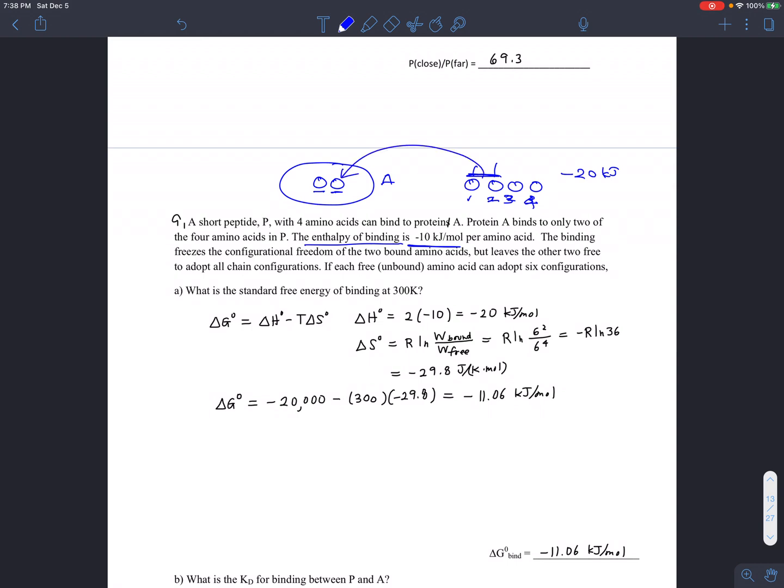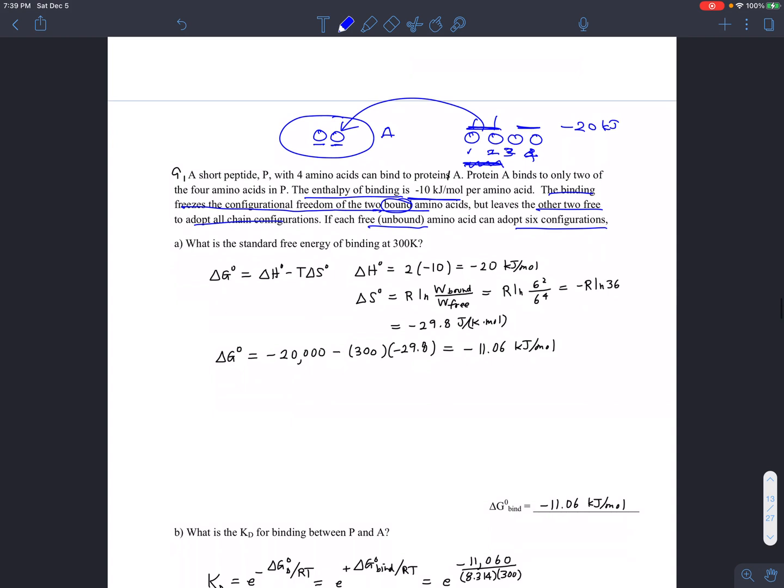But at the same time, these 2 residues get locked into place. These 2 residues are fine. The 2 that don't stick don't lose any entropy, but the other 2 get locked into place and they lose some entropy due to internal rotation, like in many other cases. So it says the binding freezes the configurational freedom of the 2 bound amino acids, but leaves the other 2 free to adopt all chain configurations. If each free unbound amino acid can adopt 6 configurations, then what's the standard free energy of binding at 300 K?